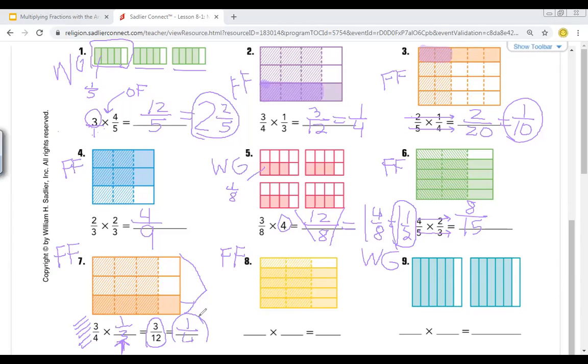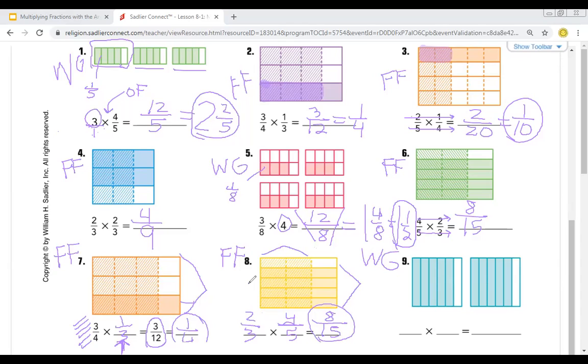Number 8 looks identical to number 6. I don't know if you noticed that. So what fraction is making it function like that? The striped part is 2 out of 3, right? And the solid part is 4 out of 5. And what is the double shaded, the answer part, the product? 8 out of 15.